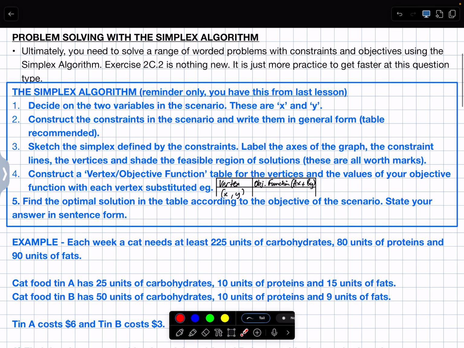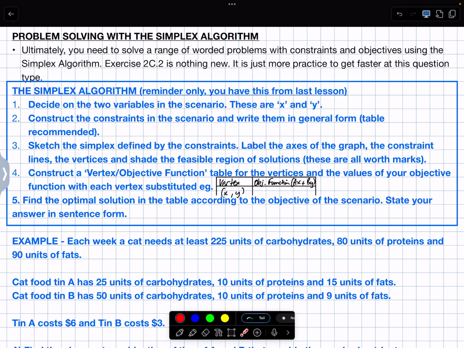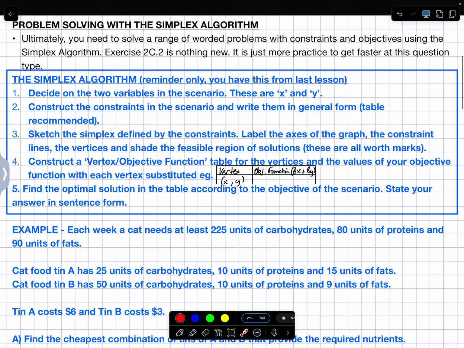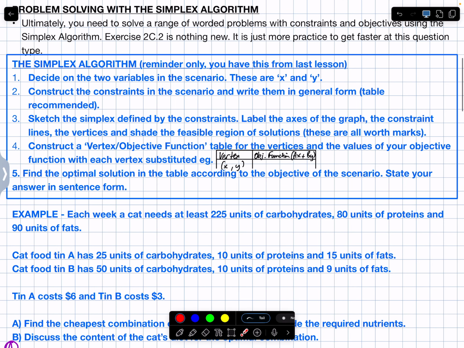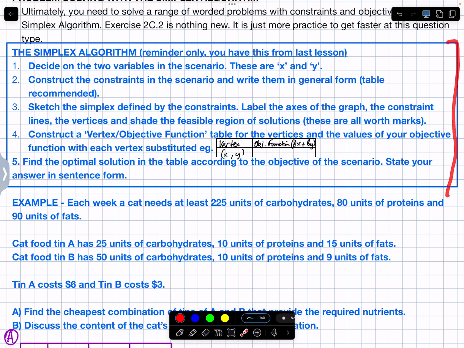They had a separate exercise for you to practice this because, no word of a lie, the rest of your topic is variations on this. Okay? So this is a reminder. You don't need to get this down because you got this last lesson. It's those same steps, but I want the steps here so I can call back to them to show me demonstrating. Okay? So what was the simplex algorithm?